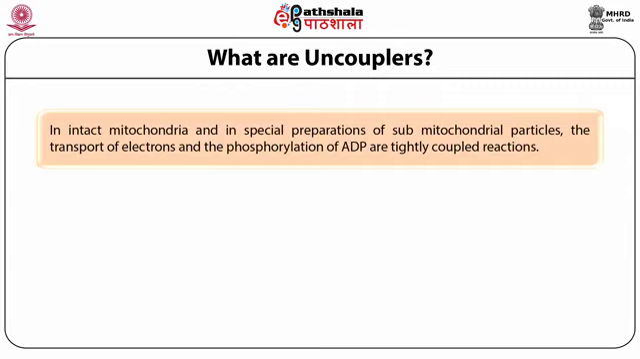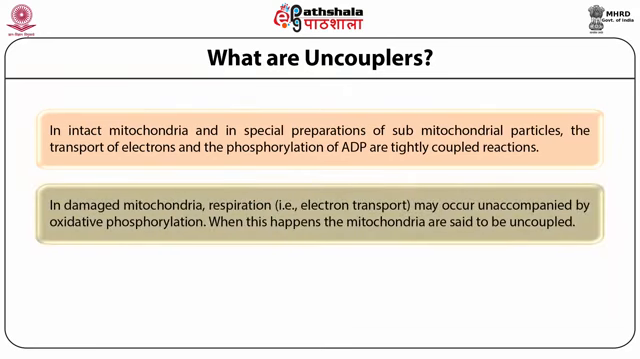In intact mitochondria and in special preparations of submitochondrial particles, the transport of electrons and the phosphorylation of ADP are tightly coupled reactions. Over here, my friends, it means that when electrons are getting transferred through the electron carriers, the transport is coupled with the generation of ATP. In damaged mitochondria, electron transport may occur through the electron carriers, but it is not coupled with oxidative phosphorylation. When the transport of electrons occurs but ATP is not generated through oxidative phosphorylation, the mitochondria are said to be uncoupled.